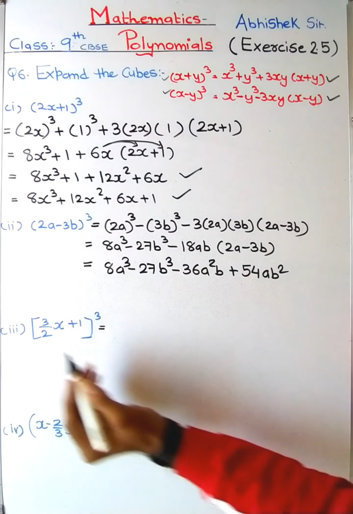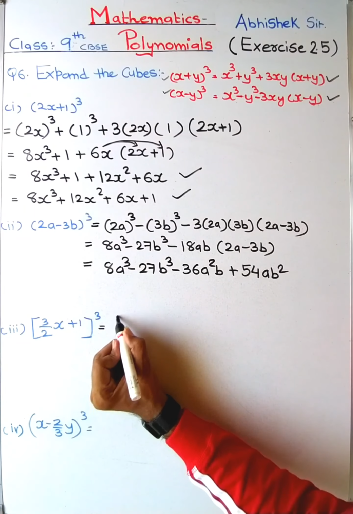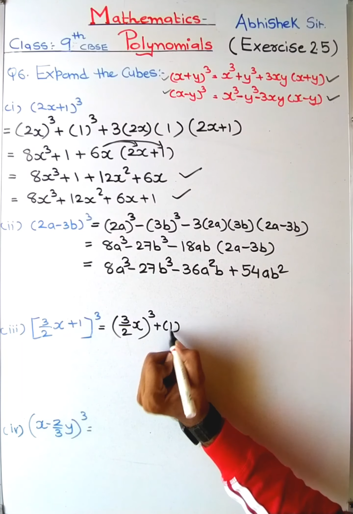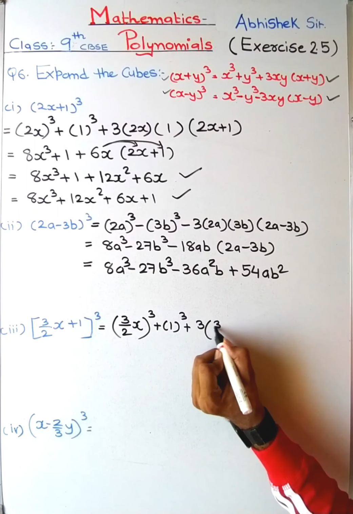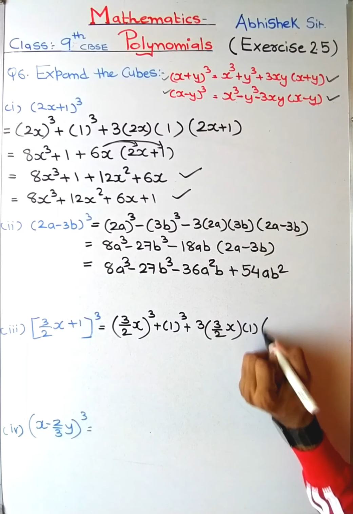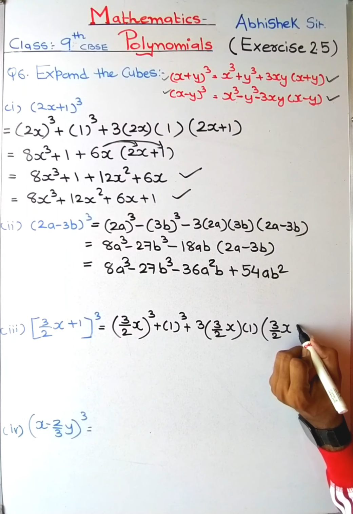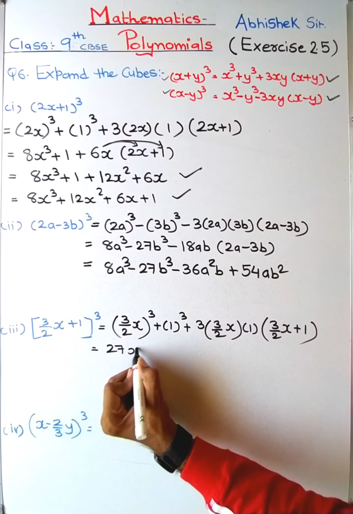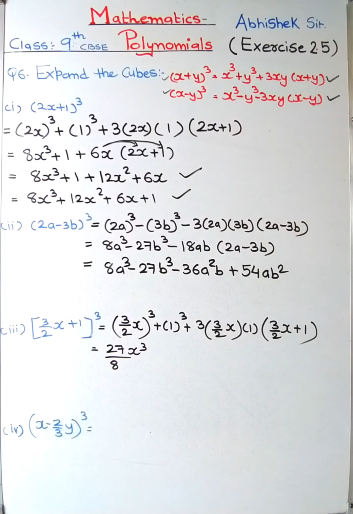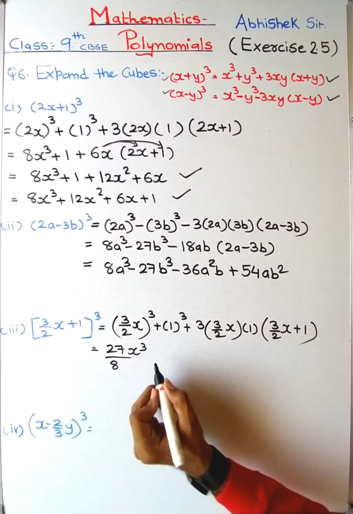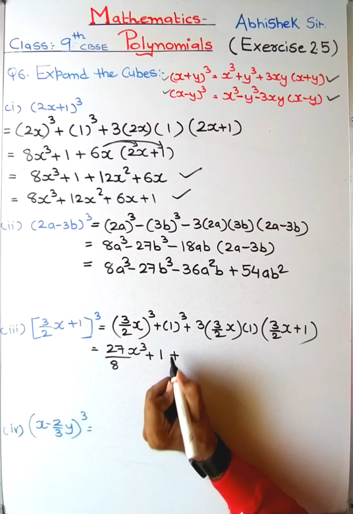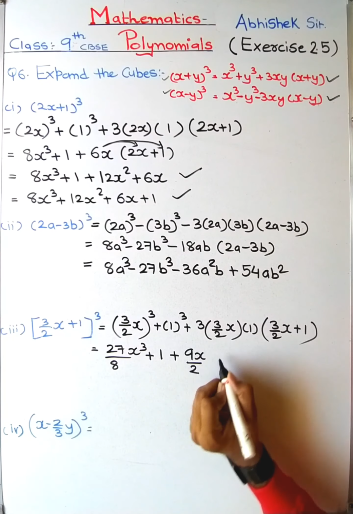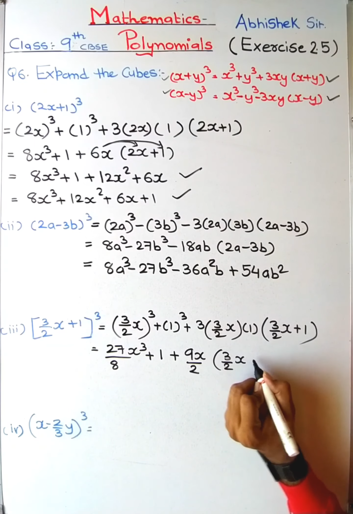Moving on to the third question. Following the same set of rules, x plus y whole cube. So 3 by 2x whole cube plus 1 cube plus 3 into 3 by 2x into 1, repeating the bracket. So 3 by 2x whole cube becomes 27x cube upon 8. Clear? How 8? 2 cube is 8 plus 1 plus 3 into 3, 9x upon 2 into 3 by 2x plus 1.